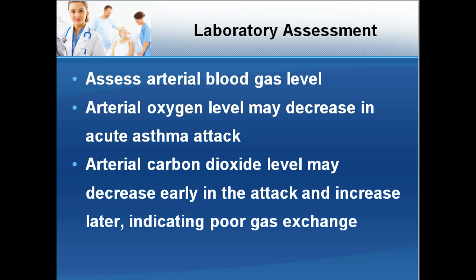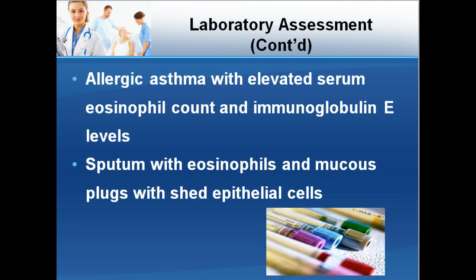And so you probably will look at more of somebody with COPD, where it's more of an ongoing thing than somebody having an acute oxygen or asthmatic attack. Also, when you do a laboratory assessment, you're going to do allergic asthma with elevated serum eosinophil count and immunoglobulin E levels, and you're going to do a sputum so that you can see what type of cells or mucus plugs or epithelial cells are within the sputum as well.